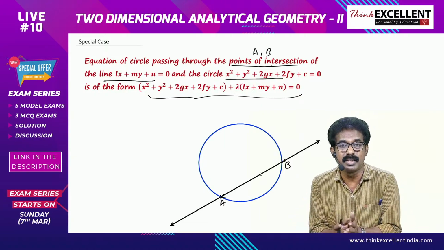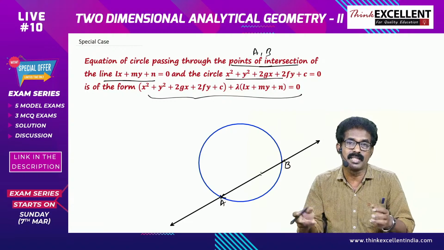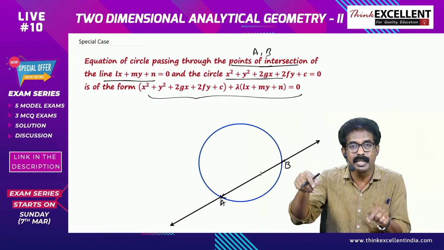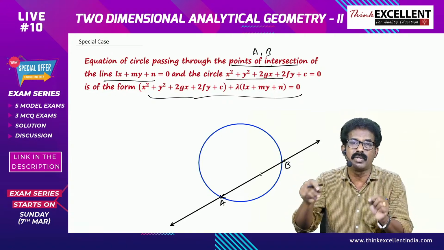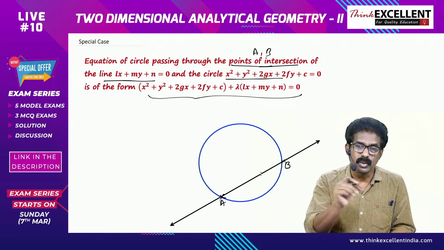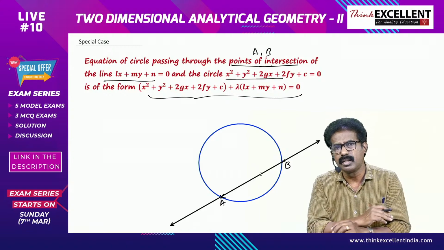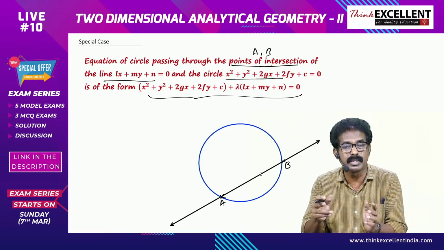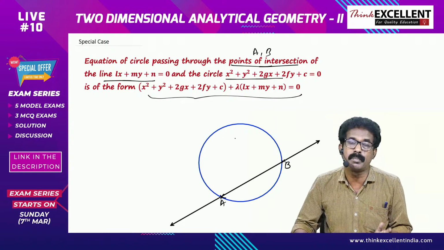What are A and B? The points of intersection of a circle and a line. When a circle and a line intersect you get two points, and this is the equation of the circle passing through those two points. You can draw many circles. If 3 points are given you can draw only one circle; with 2 points you can draw infinite circles.